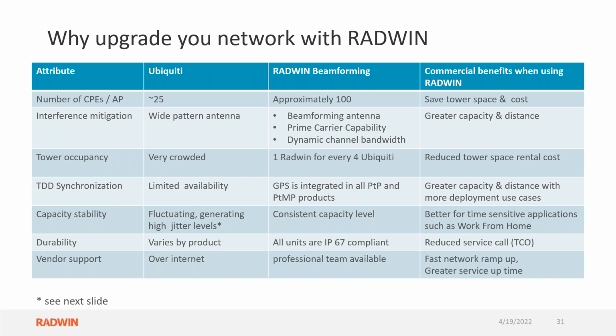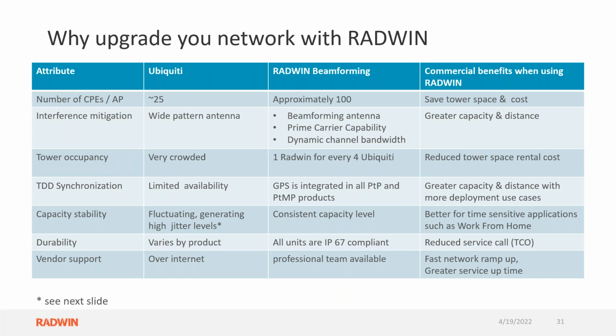Again, tower occupancy. A typical guideline might be that for every 4 Ubiquiti radios, you're only going to need 1 RADWIN. Again, it all comes down to tower space and tower costs. TDD synchronization, Ubiquiti does do it. They do the synchronization, but we've built something else into our TDD and our synchronization system that allows us to play a bit better.